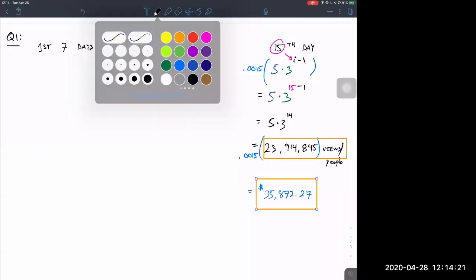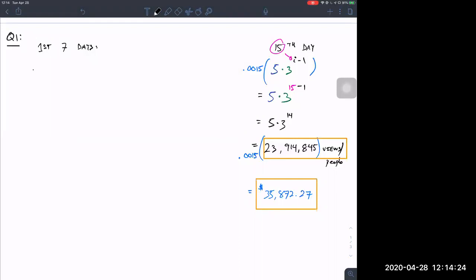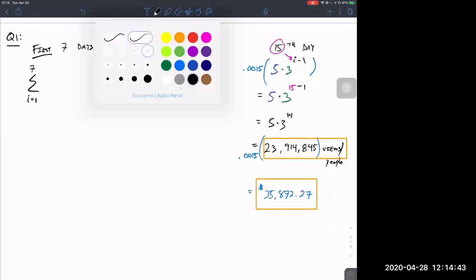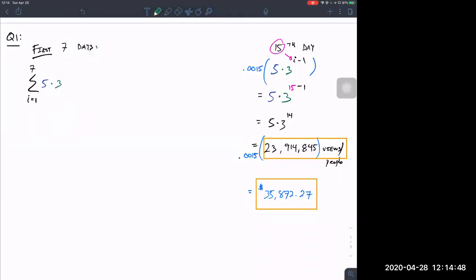Now, when it's asking for the first 7 days, you do utilize the summation. And again, it's the first 7 days. The fact that it says first is the indication that you're starting from day one. So i equals 1 to 7. Why 7? Because it's 7 days. And then you write down the same thing, 5 times 3 to the i minus 1. And again, this is technically also multiplied by 0.0015 as well.